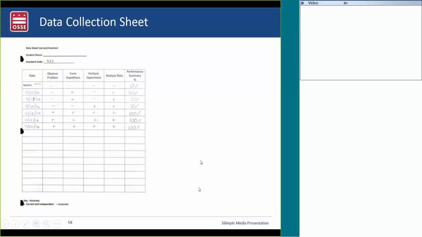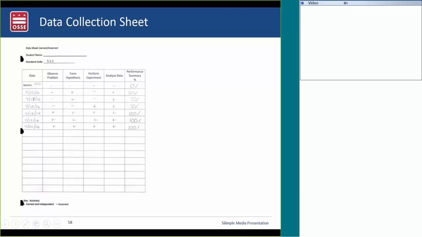Okay, how about this one? Another entry cover sheet. The learning target standard. The skill. The description of the learning standard. Or target skill. Yeah, you're right. There's no targeted skill here.